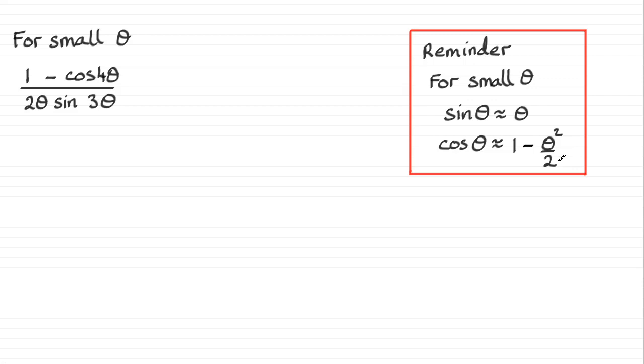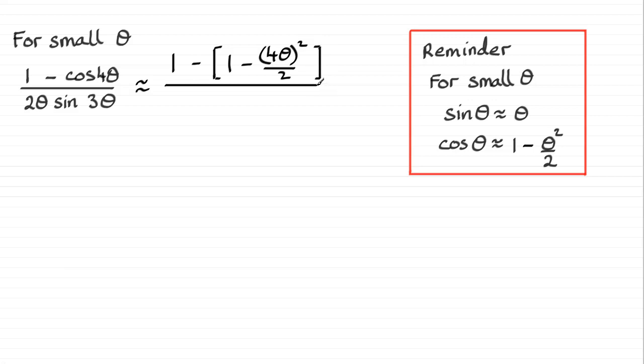all over 2. So what I'm going to do here is just replace the theta with 4 theta when it comes to using cosine of theta, this approximation here. So we've got on the top here 1 minus, then I'll put in square brackets what we've got, which will be 1 minus, and in place of that theta we write 4 theta, and it's the 4 theta that is squared, and that's all divided by 2. I'll just close off that square bracket there.